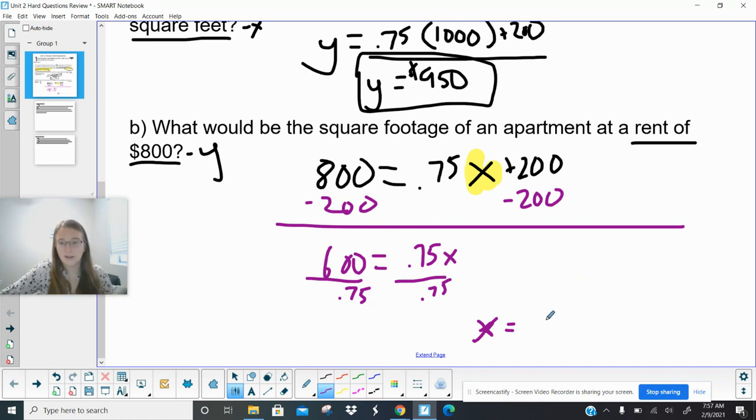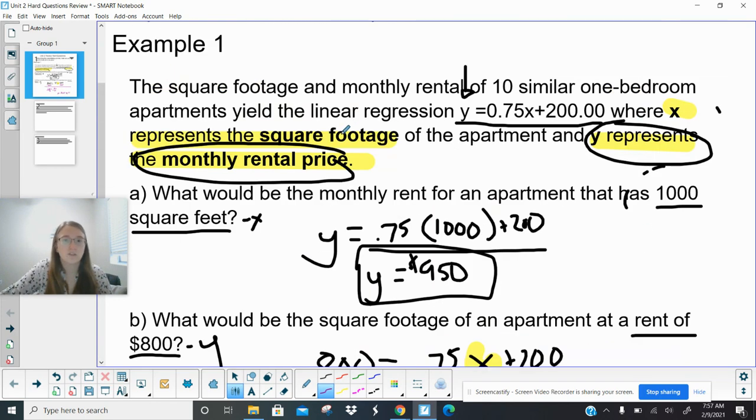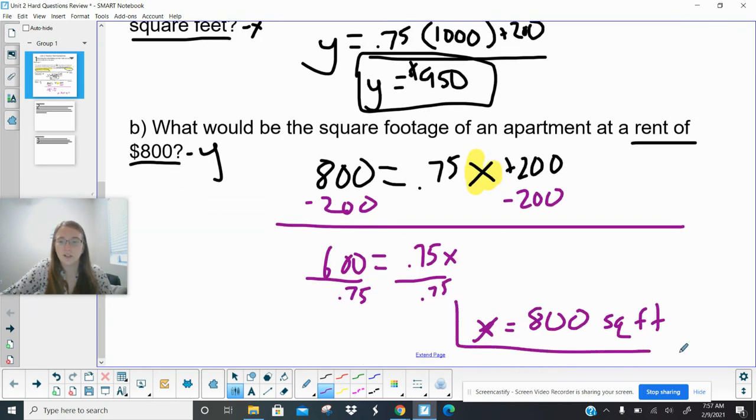So we get 800. Now again, for your test, you don't have to write units, because otherwise it will tell you your answer can't be put in that way. But this is square feet, because x is square feet. So what this question was saying is, if I can afford that much for rent, this is about how big the apartment would be. Just a coincidence that $800 ended up giving us 800 square feet.